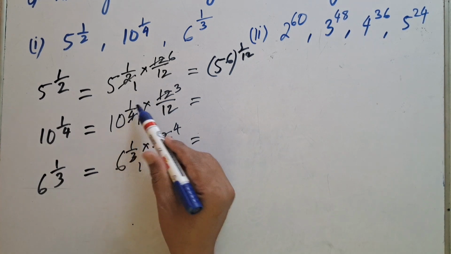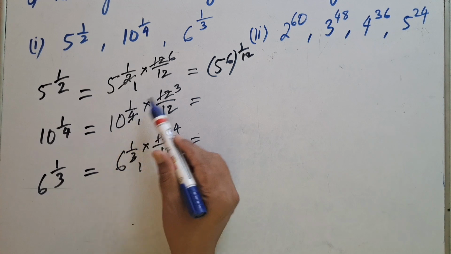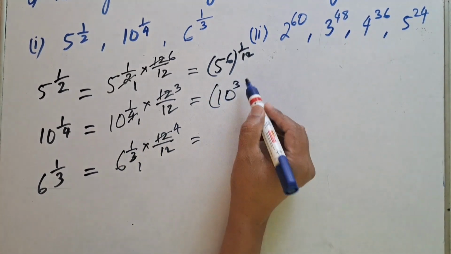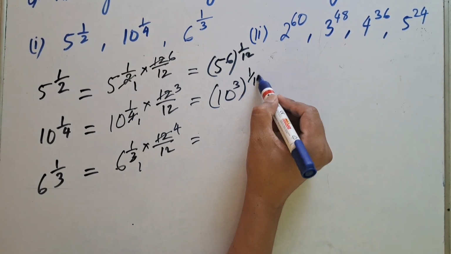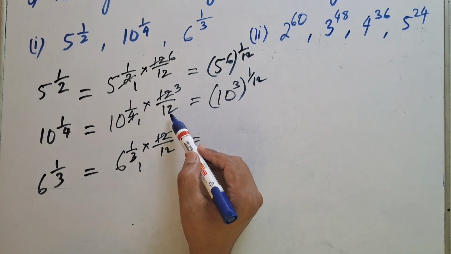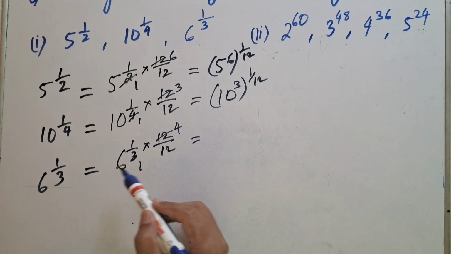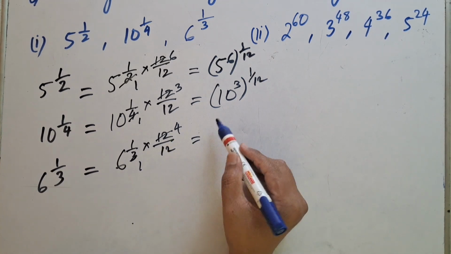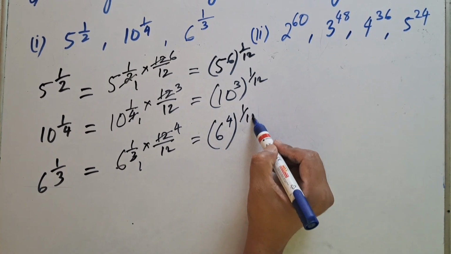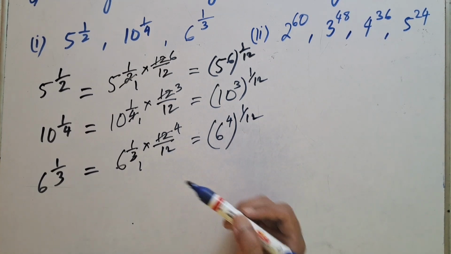Similarly, 10 to the power 1 into 3 is 3 by 12. 10 to the power 3 by 12, so 10 cubed whole to the power 1 by 12. 3 1s are 3, and this 12 remains in the denominator. Similarly, 1 into 4 is 4, 4 by 12, so 6 to the power 4, whole to the power 1 by 12. 4 1s are 4, and 12 remains in the denominator.